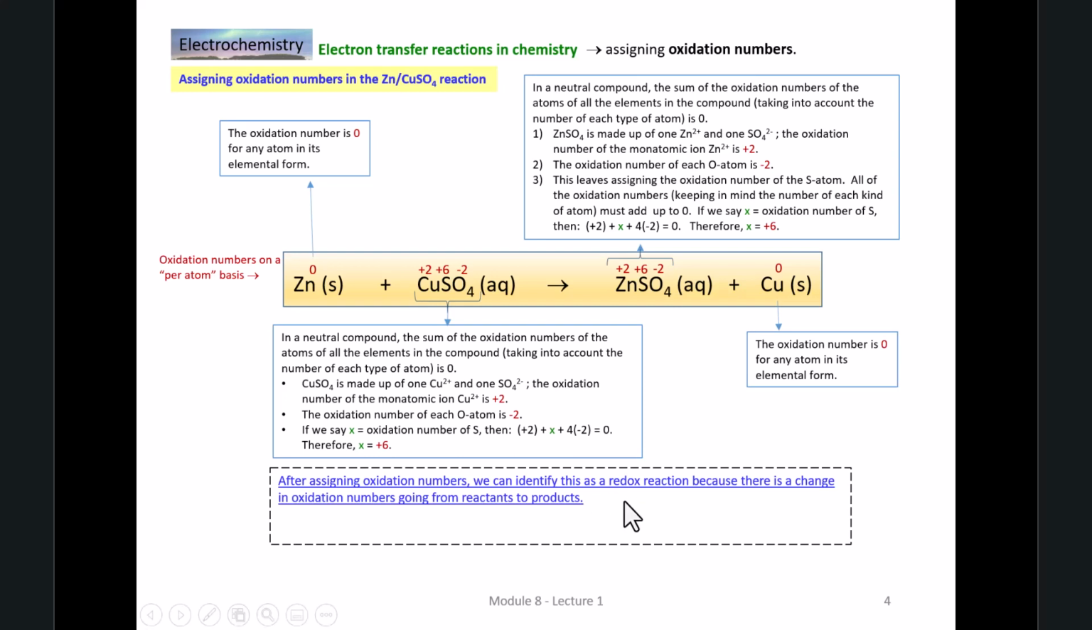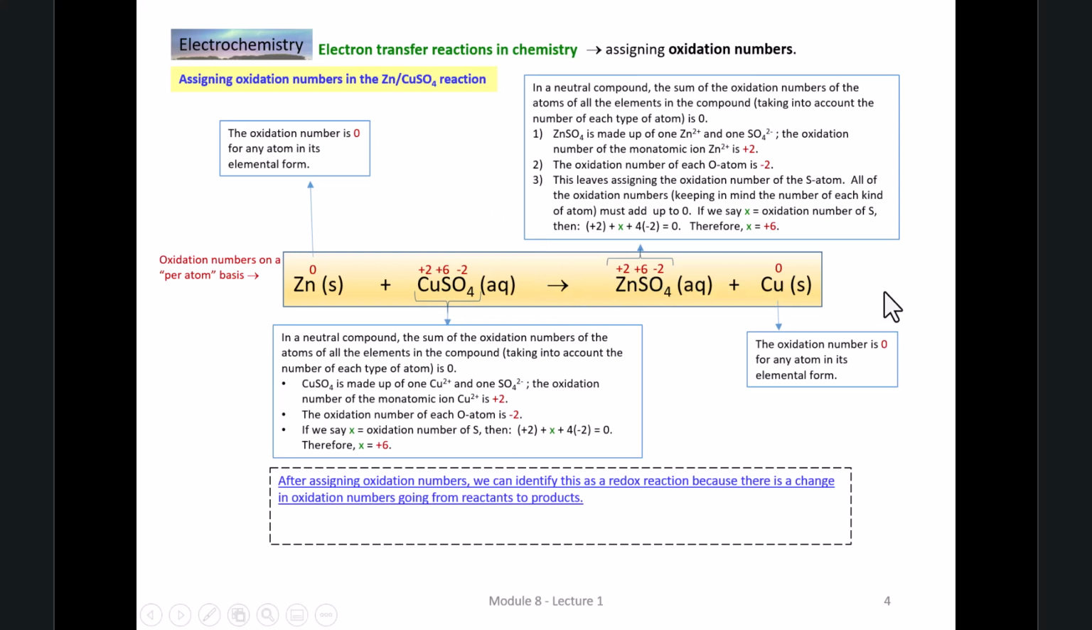Zinc started out with an oxidation number of 0 on the left, and on the right it has an oxidation number of +2. Copper, on the other hand, started out with an oxidation number of +2. It's now 0 on the other side of the arrow. So therefore, this is a redox reaction. Not all the atoms have to change oxidation numbers. Sulfur and oxygen do not change oxidation numbers.